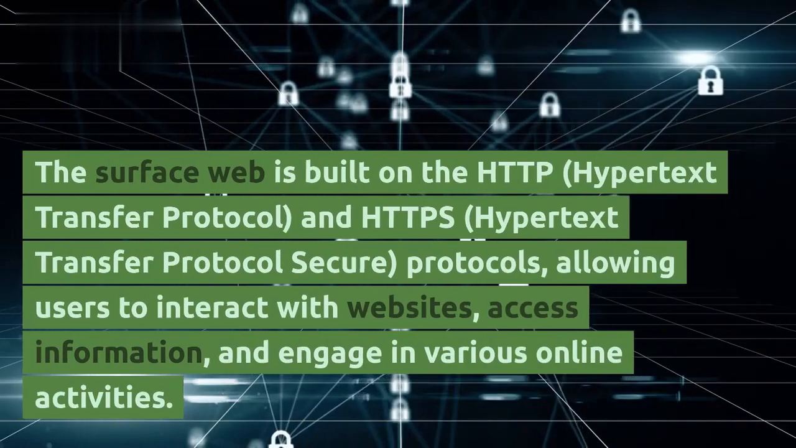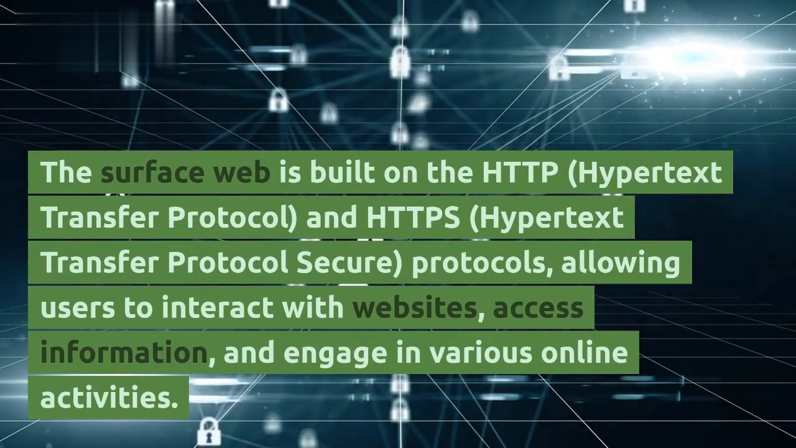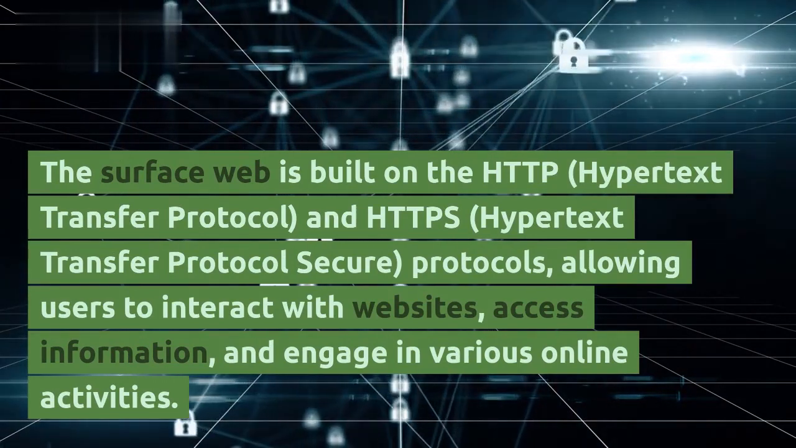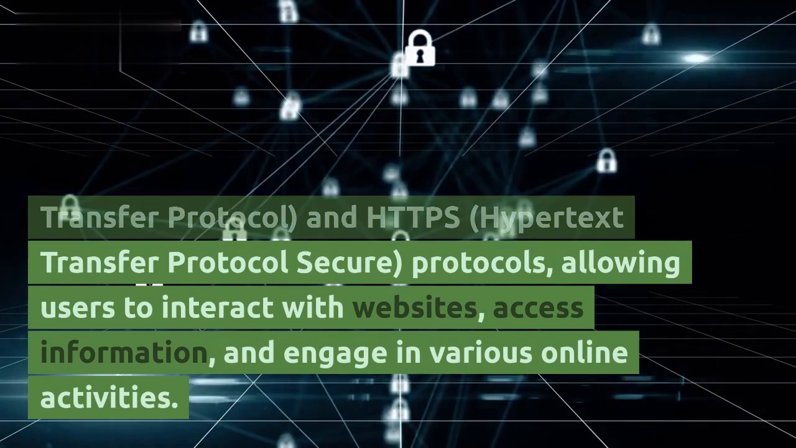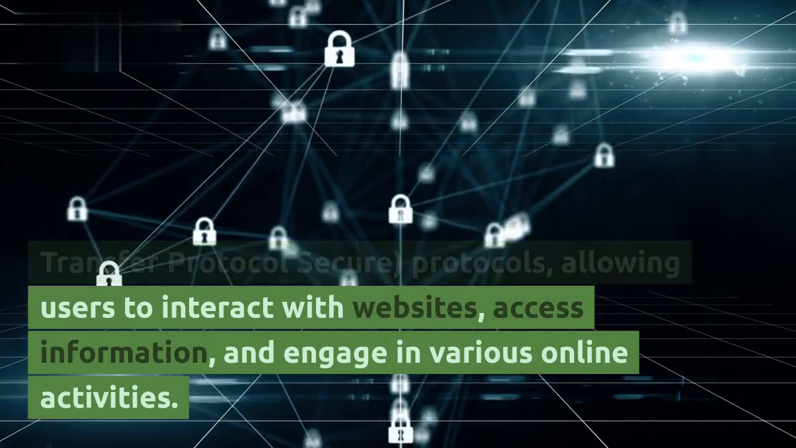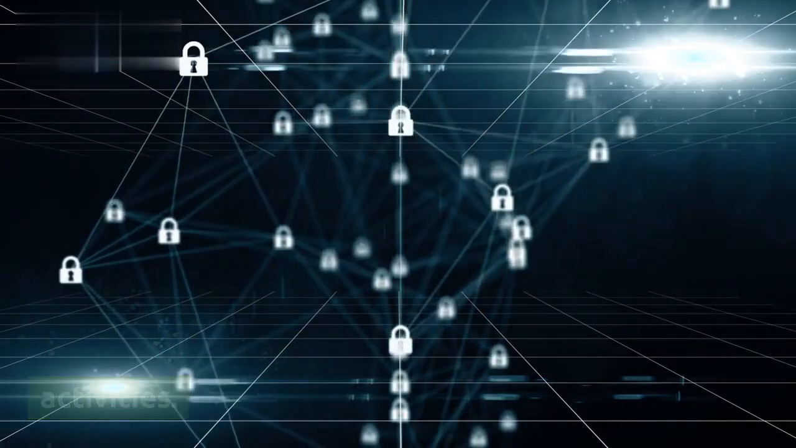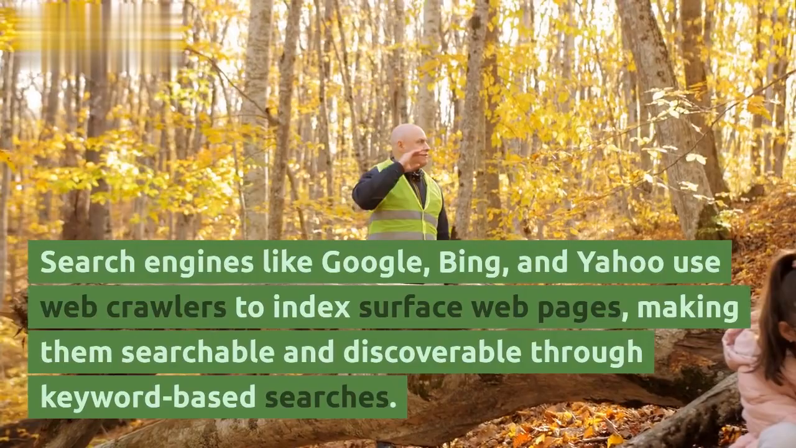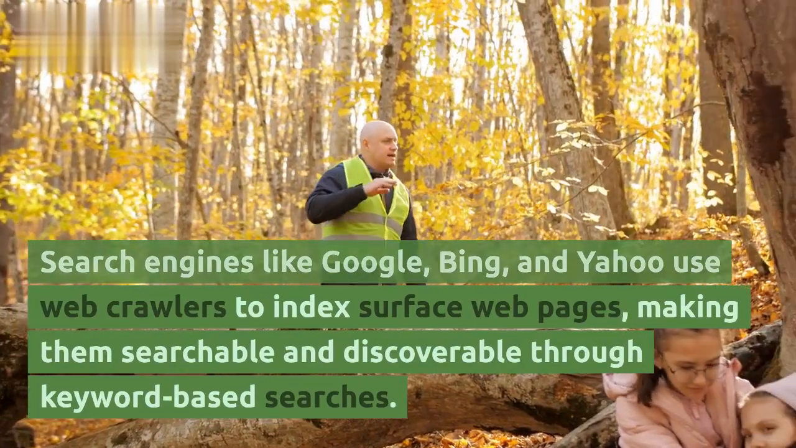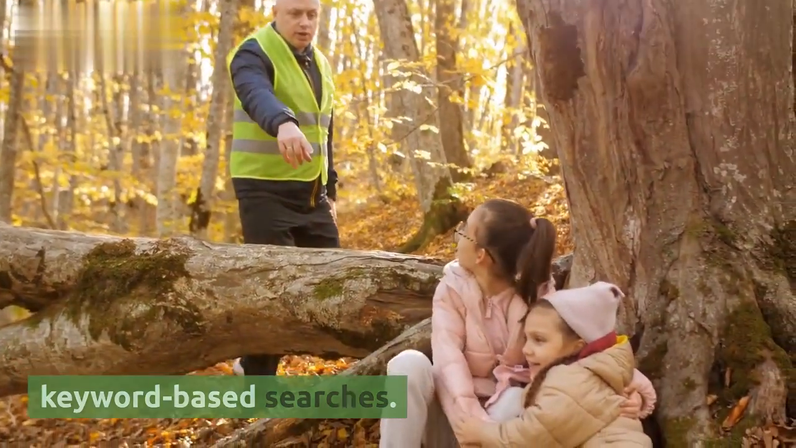The surface web is built on the HTTP, Hypertext Transfer Protocol, and HTTPS, Hypertext Transfer Protocol Secure, protocols, allowing users to interact with websites, access information, and engage in various online activities. Search engines like Google, Bing, and Yahoo use web crawlers to index surface web pages, making them searchable and discoverable through keyword-based searches.